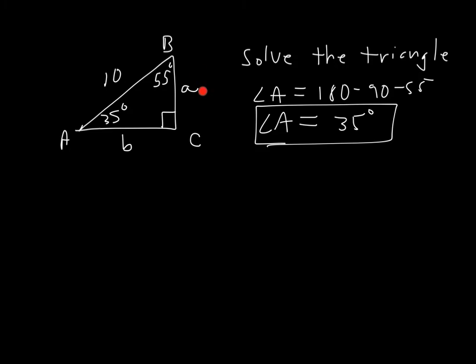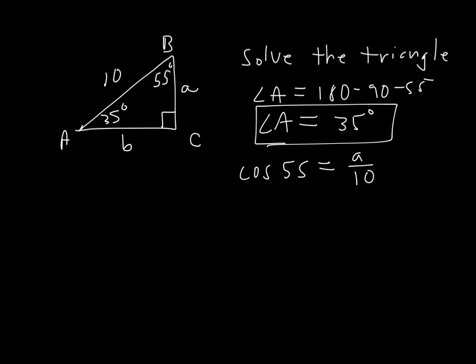if I want to find a, then the two things I care about are a, of course, because I want to find it, and the 10, because I know it and it's going to help me find a. So the two things I care about from 55 are these two things. And from 55, this is adjacent and this is hypotenuse. So if I'm going to do it this way from 55, then I'm using cosine because this is adjacent and hypotenuse. So it's going to be cosine 55 equals a over 10.